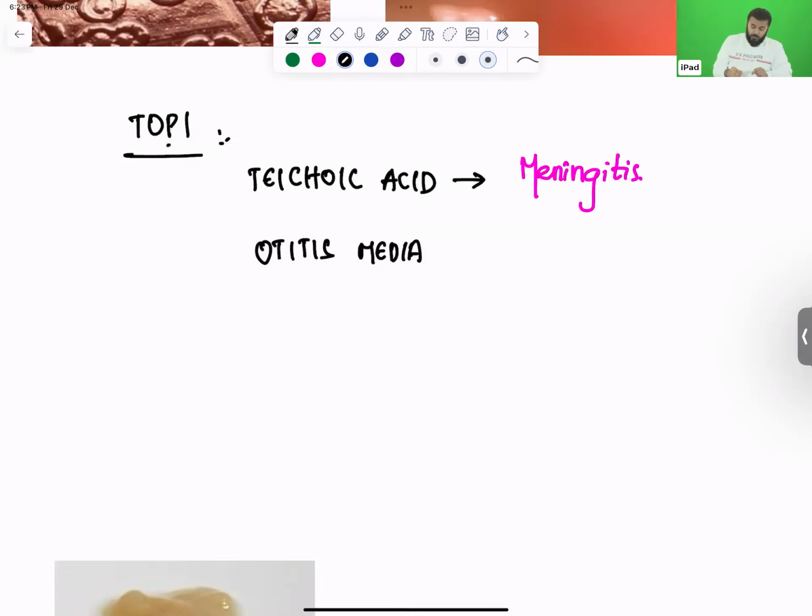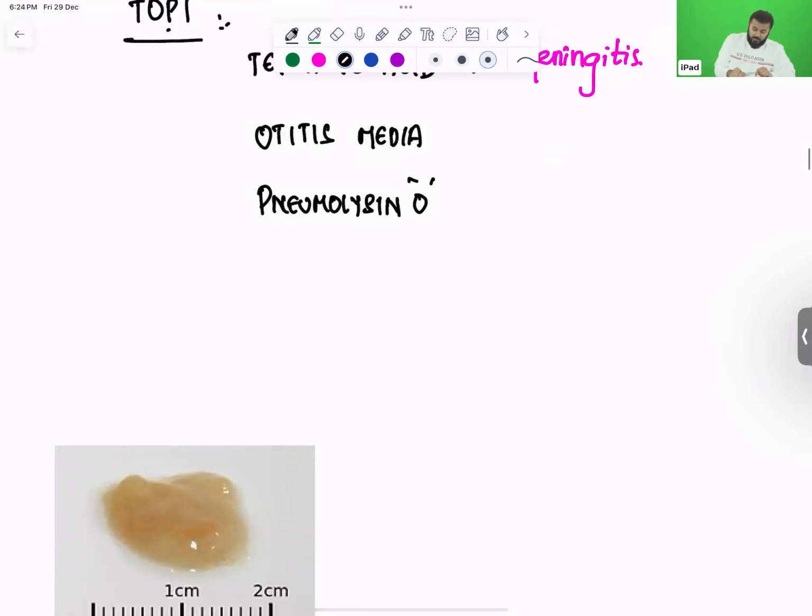Next, P stands for pneumolysin O. What is pneumolysin O? Pneumolysin O is a toxin that is released by this bacteria. And what does pneumolysin mean? Pneumo means lungs, lysin means lysis. It will break down your alveolar membranes. The epithelium and membranes of the lungs are all broken down by pneumolysin O.